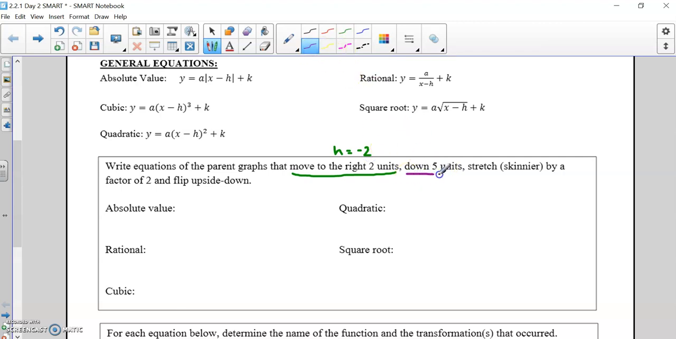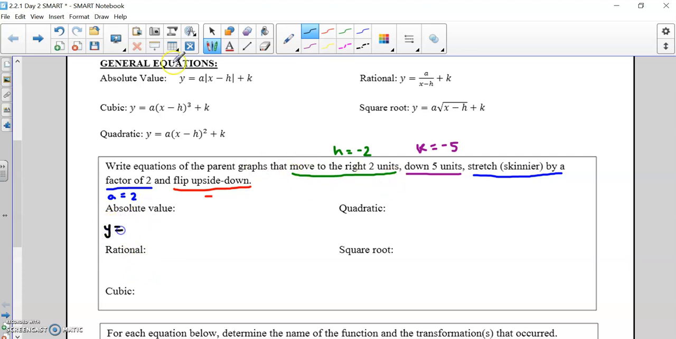Down by 5. Down and up movement is K, so we have a K value of -5, because down means negative. And we have a vertical stretch by a factor of 2. Recall that A is in charge of vertical stretches and compressions, so our A value is going to be 2. And this upside down flip is responsible for adding a negative sign to the beginning of our equation. So let's go ahead and get started. We're going to do one for every single type of function that we're working with so you can see how they all look compared to each other, even though all the information is the same.